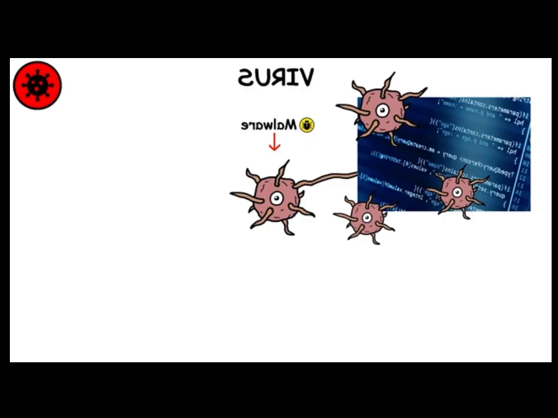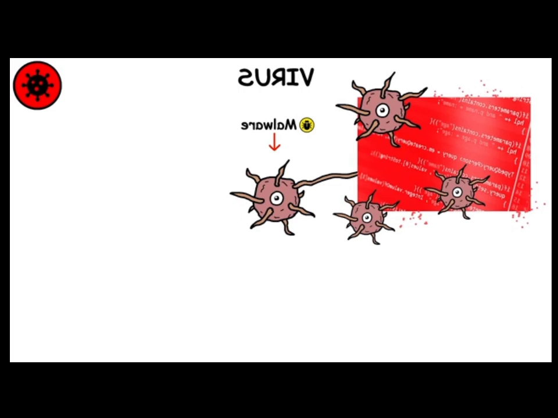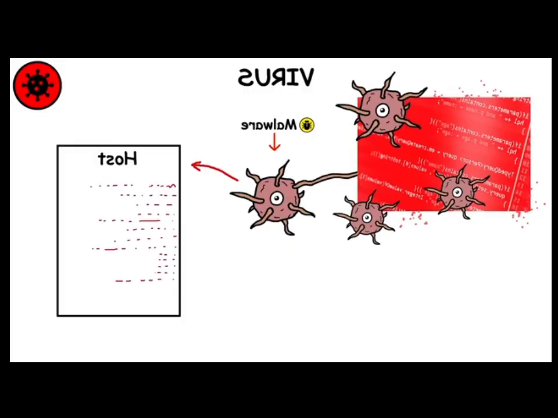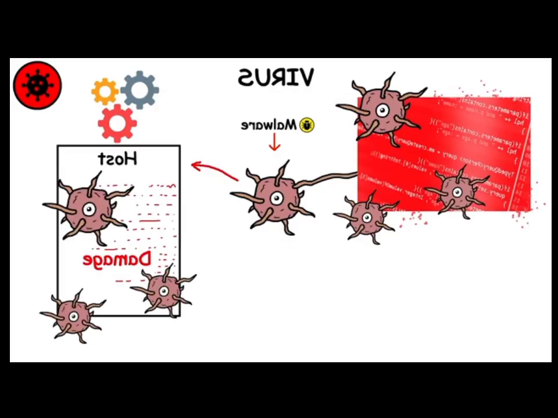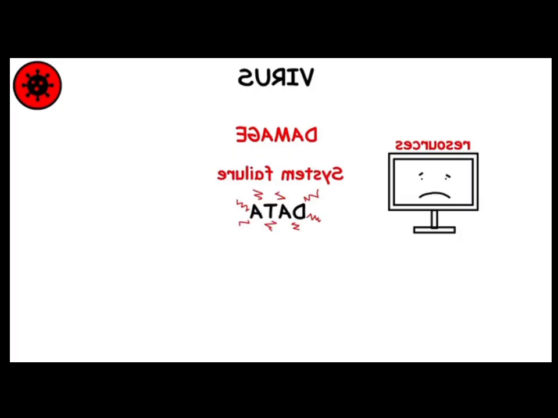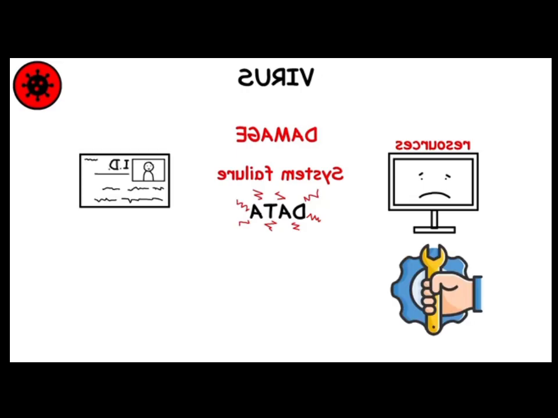If this replication succeeds, the affected areas are then said to be infected, just like with biological viruses. Viruses generally require a host program, writing its own code into it, and when the host program runs, executing its own code first, it causes infection and damage. It usually causes damage due to causing system failure, corrupting data, wasting computer resources, increasing maintenance costs, or stealing personal information.